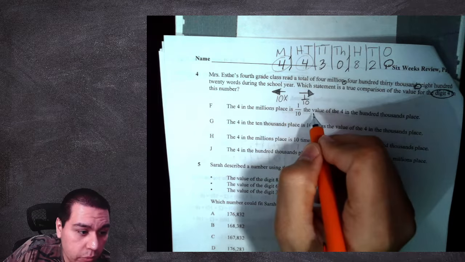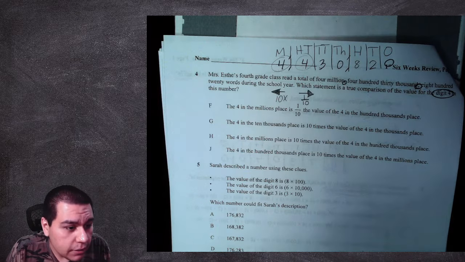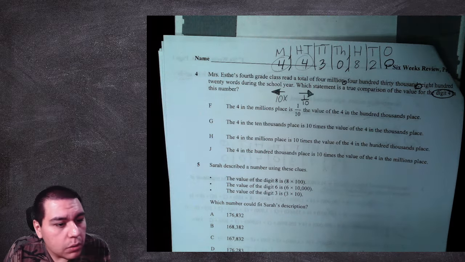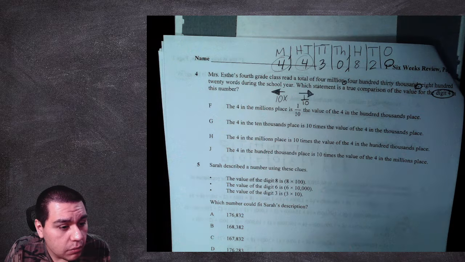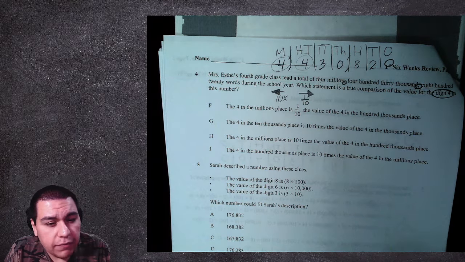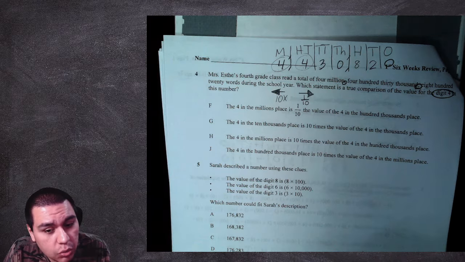That's very, very important, because they like to try to trick us by putting numbers that are not 10. They'll put 4 or 40, or 7, or 5. They try to see if we'll forget that it's either 10 times or 1/10.